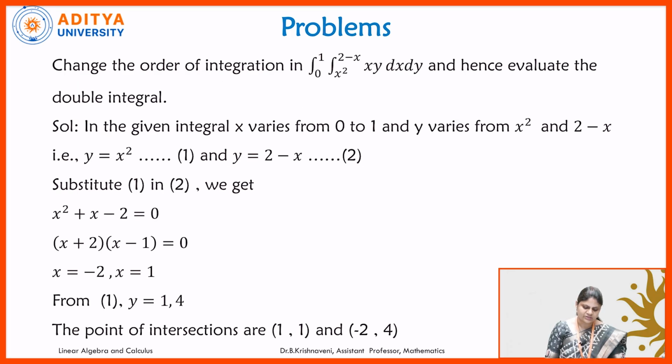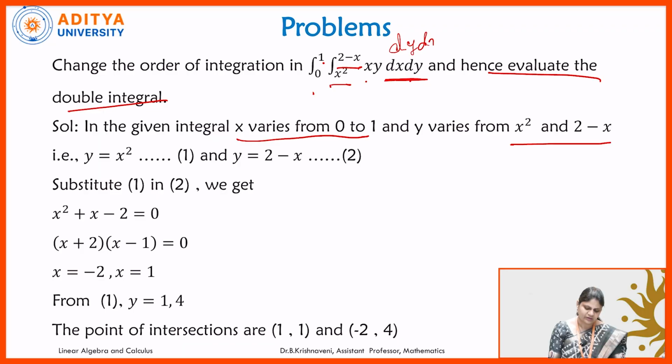Now the next question is, change the order of integration in the integral from 0 to 1, integral x square to 2 minus x, xy dx dy, and hence evaluate the double integration. So here again the limits are in terms of x, meaning those are y limits. The next limits are constants, which are x limits. Actually the order of integration is not proper in the given question. The correct order is dy dx. So since the order is dy dx in the question, we need to change the order to dx dy.